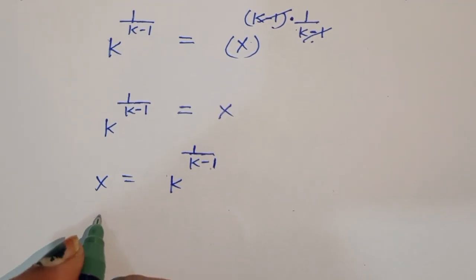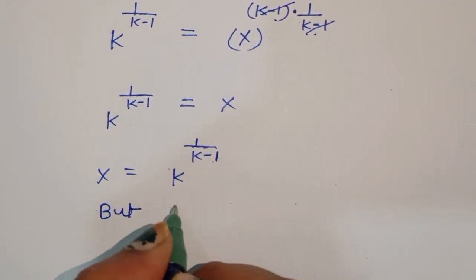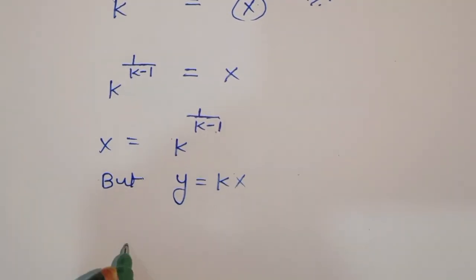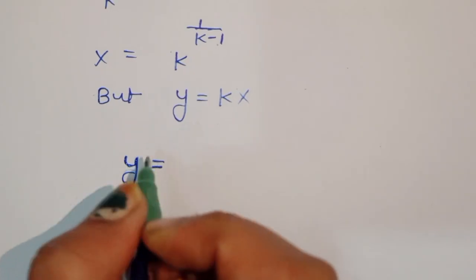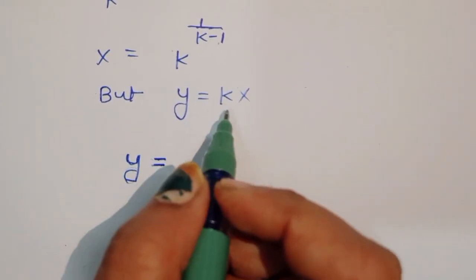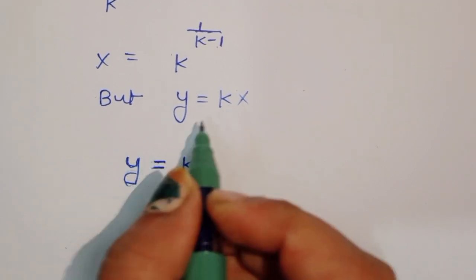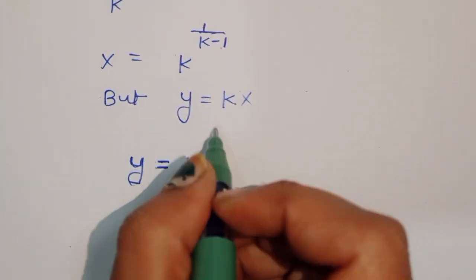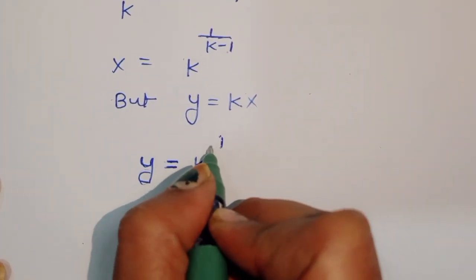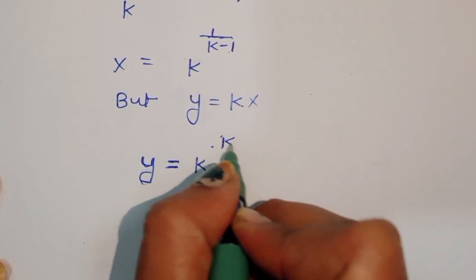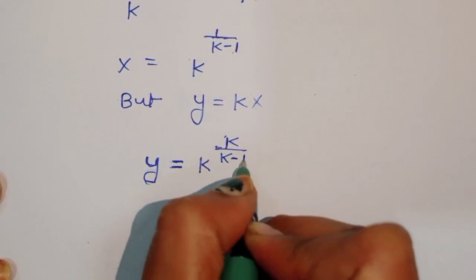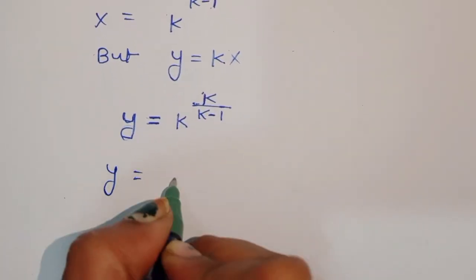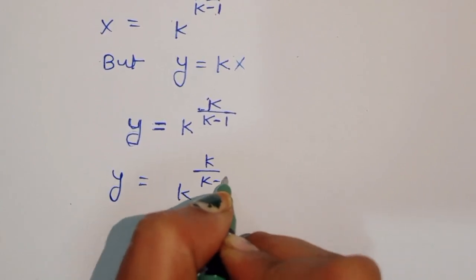But we already considered y is equal to kx. So y is equal to k times x, and the value of x is k raised to 1 upon k minus 1. So k raised to k upon k minus 1. This is the value of y: y is equal to k times k upon k minus 1.